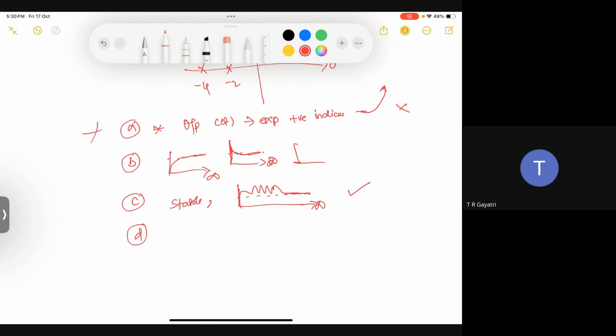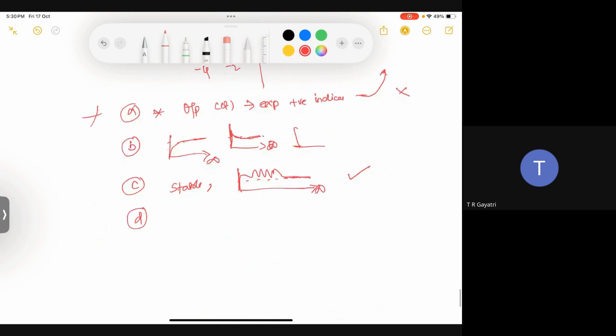If not, the next option indicates the poles s equal to minus 2, s equal to minus 4 indicate unstable system. Not at all, right? So this will also be wrong. So out of these two, how can we come to a conclusion? Anybody has any idea?